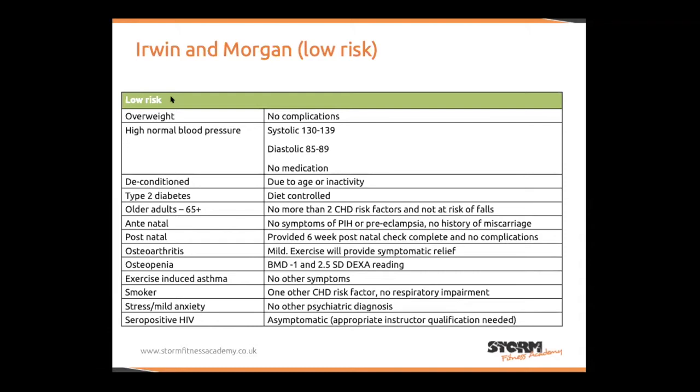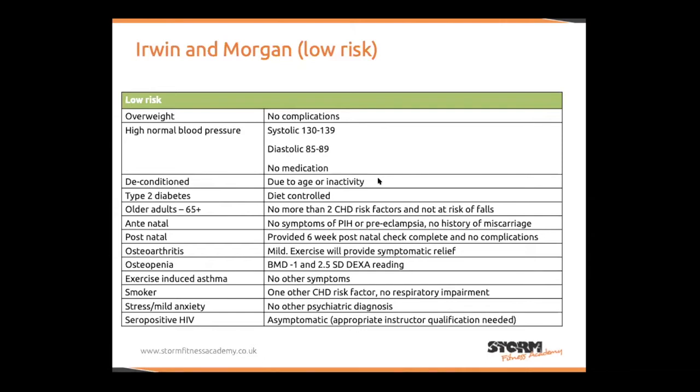If somebody's got blood pressure that's slightly elevated, but it's still in what we call high normal, so you can see the ranges there, 130 to 139 over 85 to 89. That's up a little bit, but that's still considered normal, but just high normal. So we don't need to worry about that. If they're deconditioned, basically meaning they're not in very good shape, that could be due to their age or just the fact they've been inactive, that's still what we consider to be low risk.